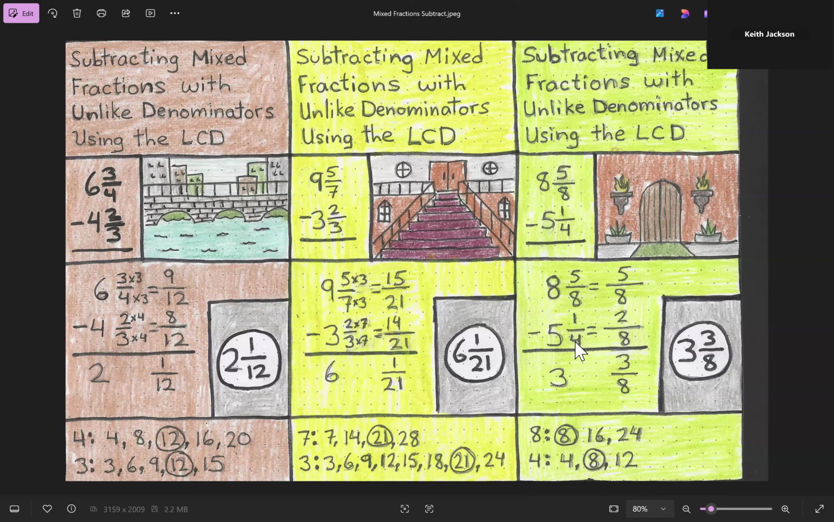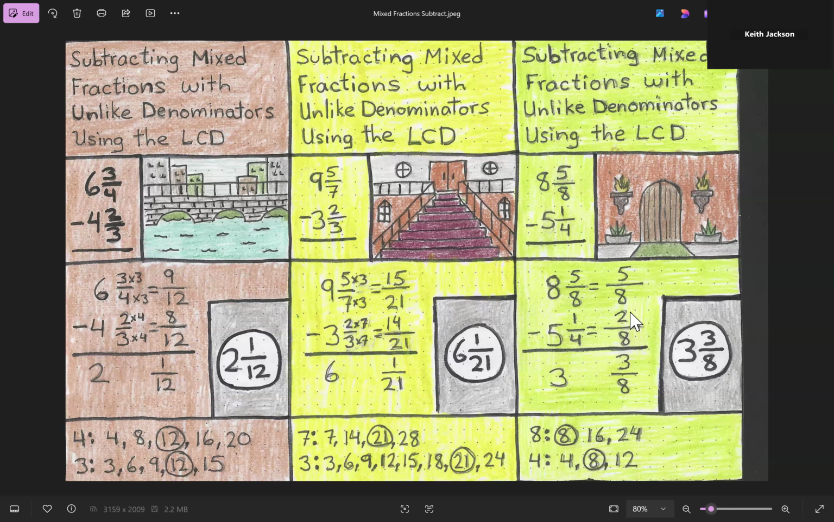Because we know that 4 times 2 will give us 8, and whatever we do to the bottom, we do to the top. 1 times 2 is 2, okay? And since we have 5/8 here, we just keep it, because we know that 8 times 1 will give us 8, while 5 times 1 will give us 5. So we could just keep that as is.